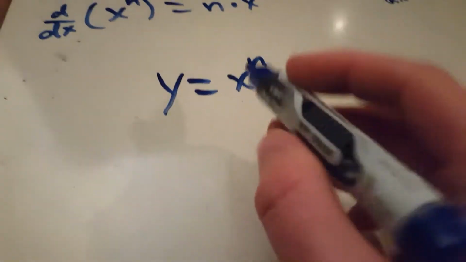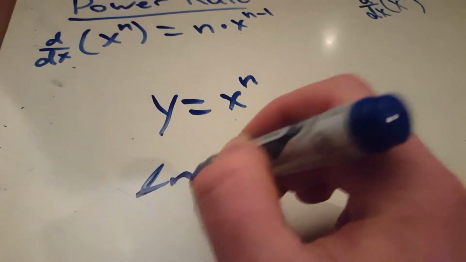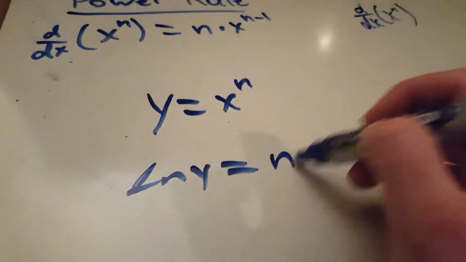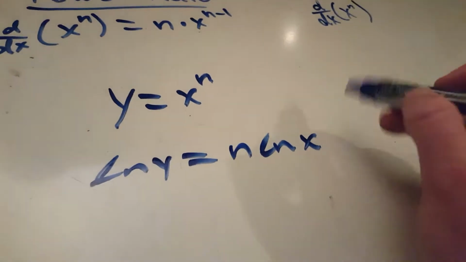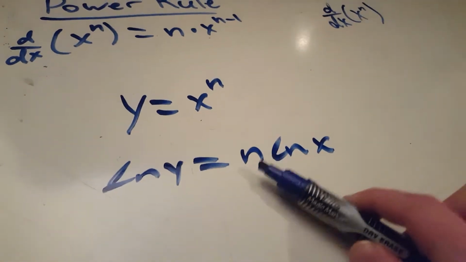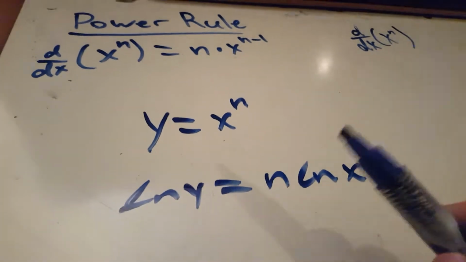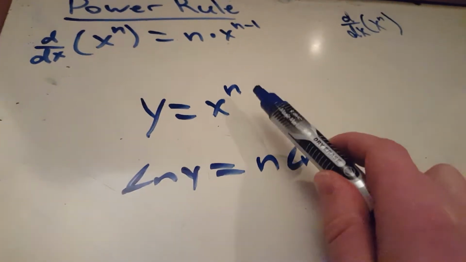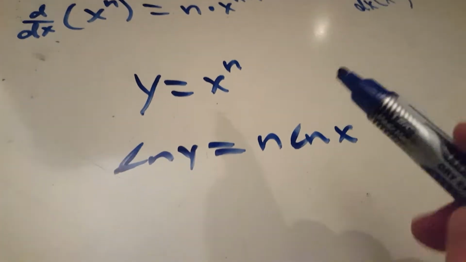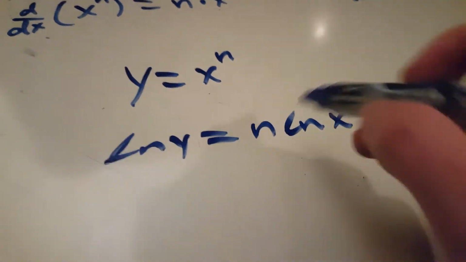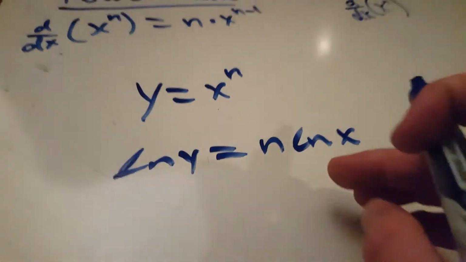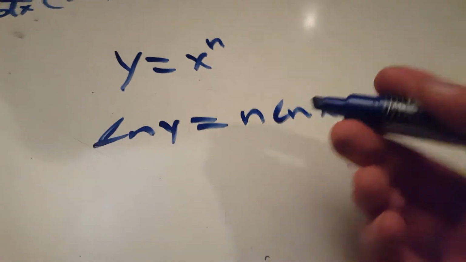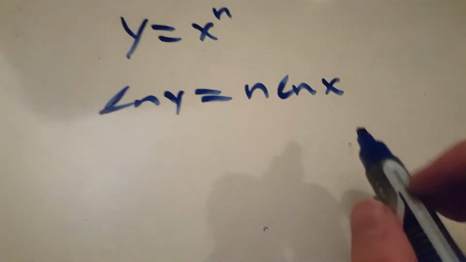Well, let's take the natural log of both sides. ln of y equals n ln x. Now you see I've written this n in front of this ln of x. When you do the natural log of something raised to an exponent, you bring that power down. This is not the power rule, even though we brought the power down. This is just how natural logs work. We haven't taken any derivatives yet.